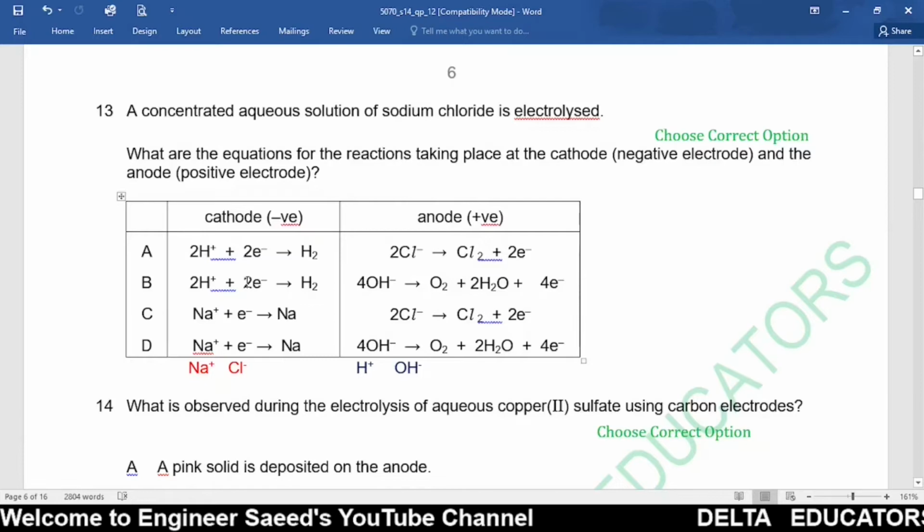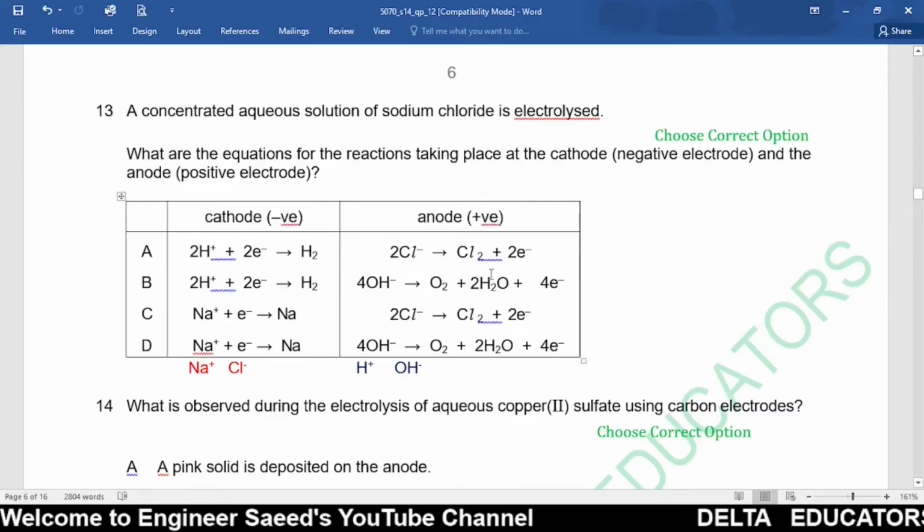Now what reaction is taking place at anode? Towards the anode, negatively charged ion will migrate. Now here it is given we have concentrated aqueous solution. Concentrated aqueous solution means in the solution chloride ion concentration is more as compared to hydroxide ion. So towards the anode chloride ion will migrate, and at the anode chloride ion will lose electron and chlorine gas will be liberated. Now chloride ion will migrate towards the anode, and at the anode it will lose 2 electrons and chlorine gas will be liberated.